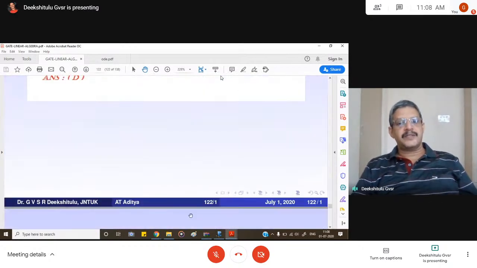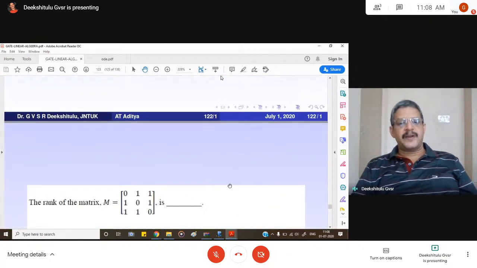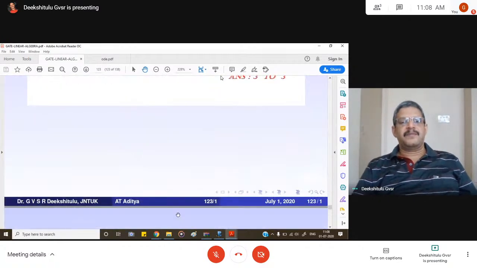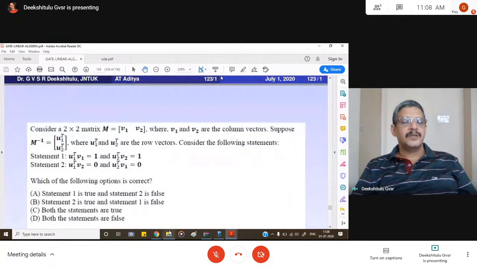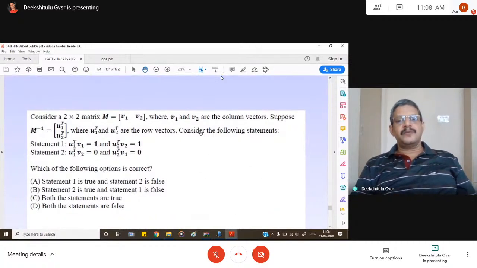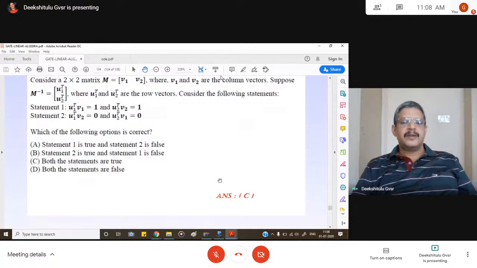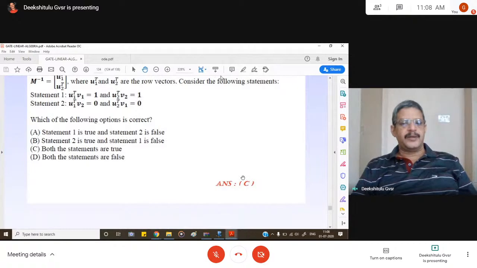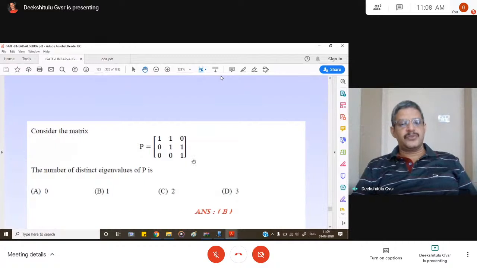These are the type of questions we are getting in GATE. The rank of the matrix, simply you can find the determinant and find it. So this is also one nice, logical question. M is equal to V1, V2, column vectors, and M inverse is U1 transpose, U2 transpose. So you have to put it on paper and do it. Not a difficult one, you have to use the simple logic of what V1 and V2, U1 and U2 are, and the identity matrix.